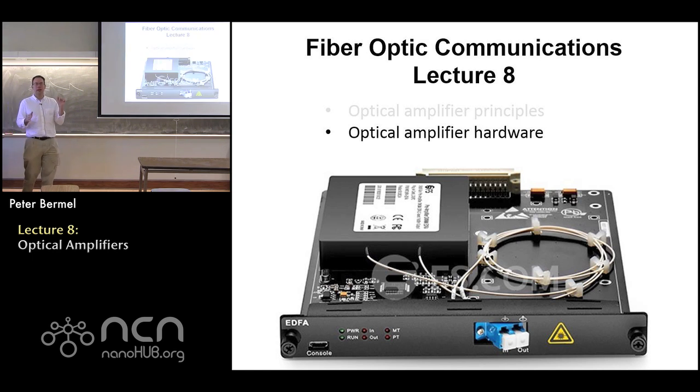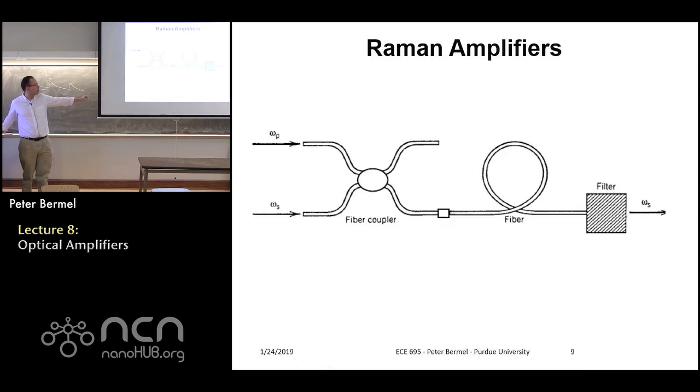Okay, so then without further ado, I will now continue with the optical amplifier hardware discussion. And basically there are going to be two types of hardware that I'll be focusing on. The first are Raman amplifiers, and then the second would be Erbium-Doped fiber amplifiers. So that's what's depicted here, the latter.